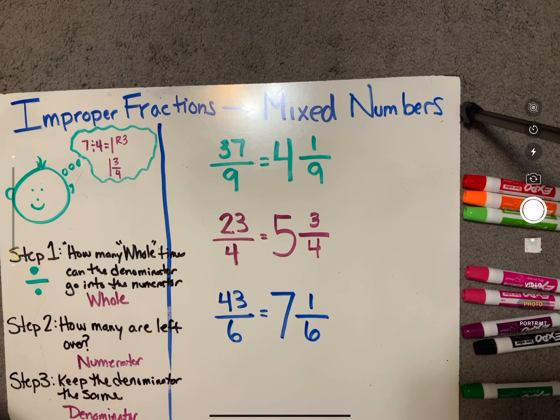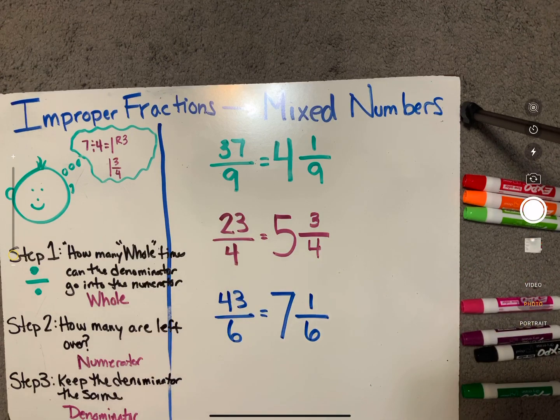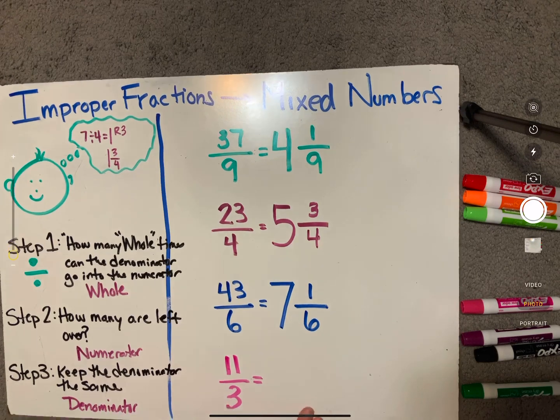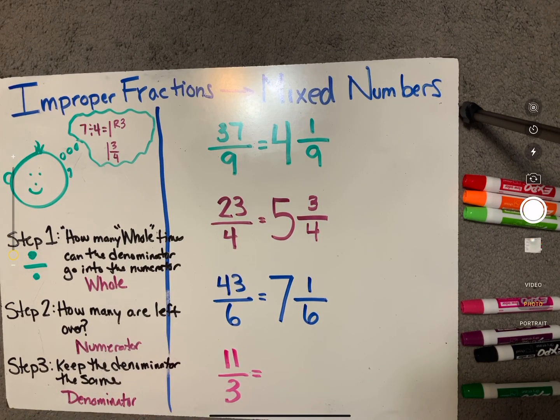Okay, let's try one more. And then we'll do some that we have to actually reduce, which we'll talk about in just a second. Let's do 11/3. How many times will 3 go into 11? 3 times 3 is 9, so it goes into it 3 whole times. And how many are left over? There are 2 left over, and my denominator remains the same. So those are mixed numbers from improper fractions. And with this, we didn't have to reduce at all.